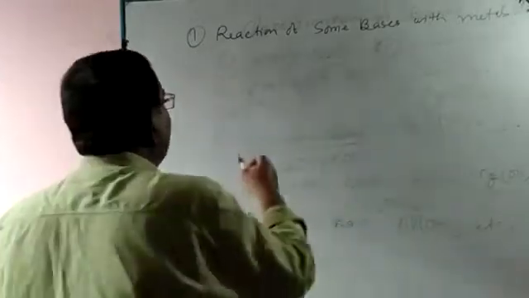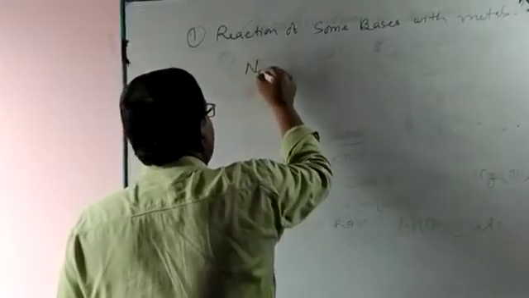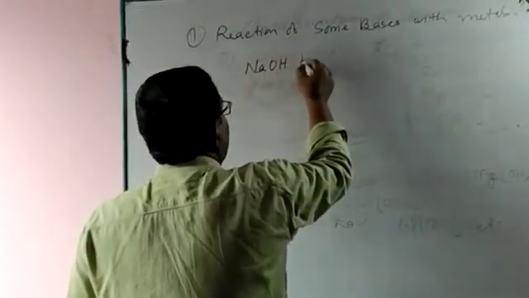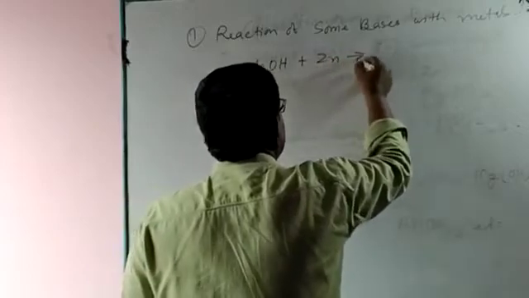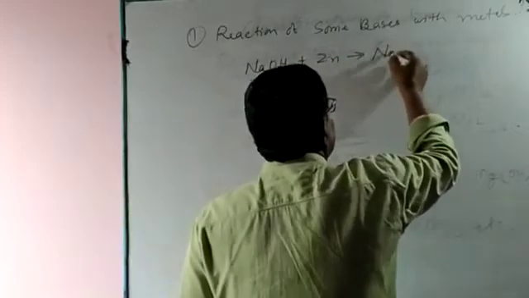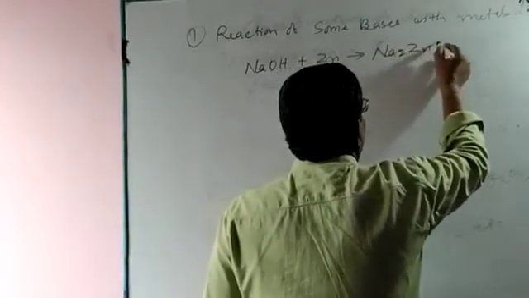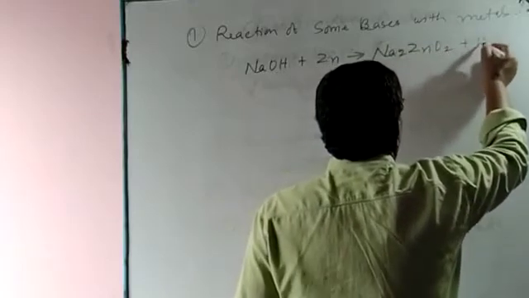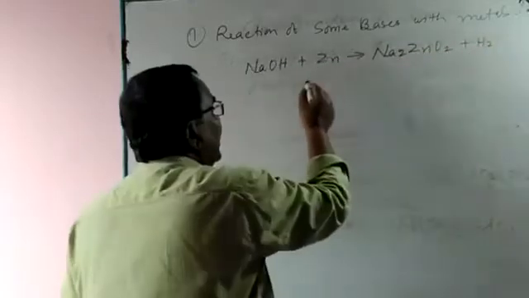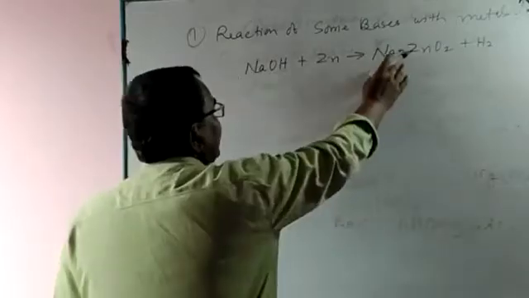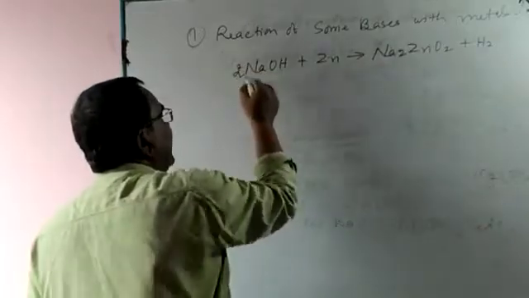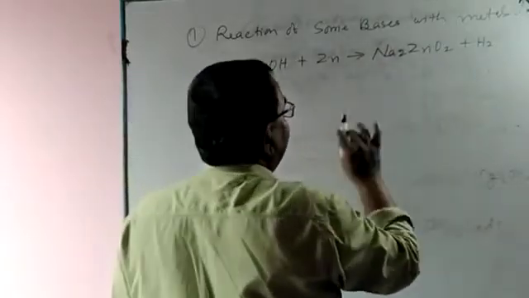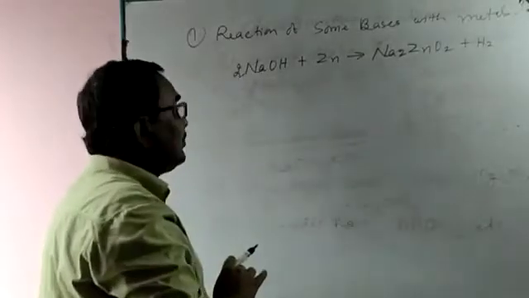As for example, NaOH plus Zn gives sodium zincate, Na2ZnO2, plus H2. अब इसे now I have to balance it. NaOH should be multiplied by 2, and now it is the balanced chemical equation.